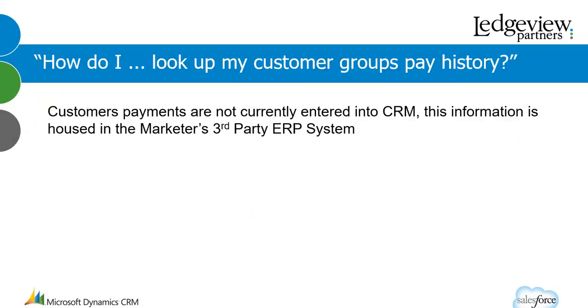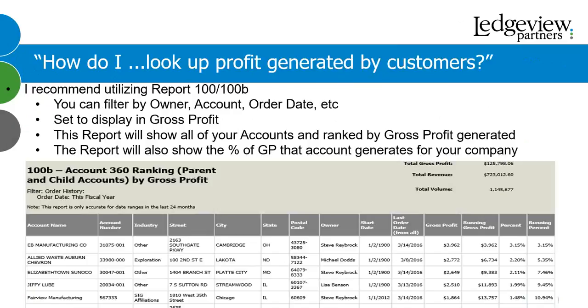Our next question is, how do I look up my customers' group's pay history? That's a fantastic question, and as of today, we currently don't track pay history or invoices within CRM. We do track order history, but that's more the products they've ordered, the gross profit, revenue, units, that kind of information. It doesn't go on to pay. This is currently tracked in the marketer's third-party ERP system.